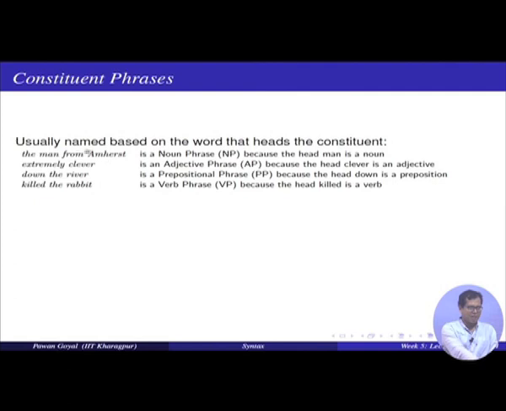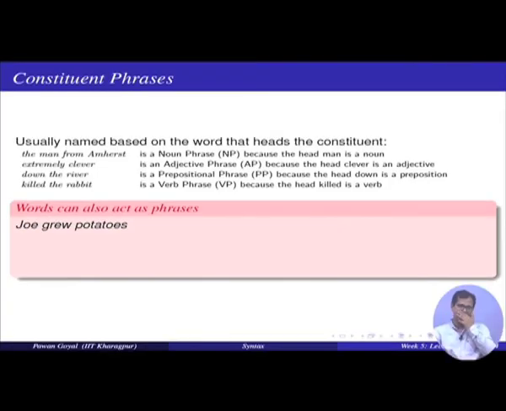Similarly, extremely clever, the head here is clever. This is an adjective, so this is called an adjective phrase. Down the river, the head here is down, a preposition, so this will be called a prepositional phrase. Killed the rabbit, the head here is the word killed, which is a verb, so this will be called a verb phrase. So like that we define the constituency phrases by taking the head of that phrase.